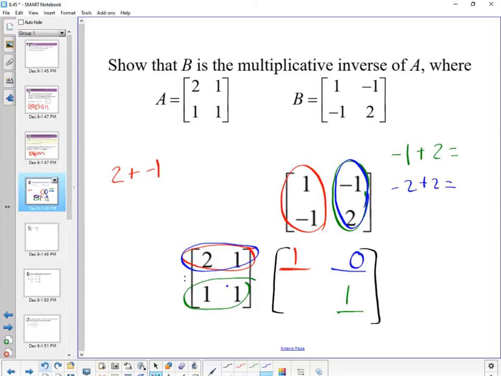And then finally, we're going to do that one. It would be this one with this one, right? So it'd be 1. What the heck did I just write? Plus 1 plus a negative 1, which is 0. And because this is that multiplicative identity matrix, then these are inverses of each other.